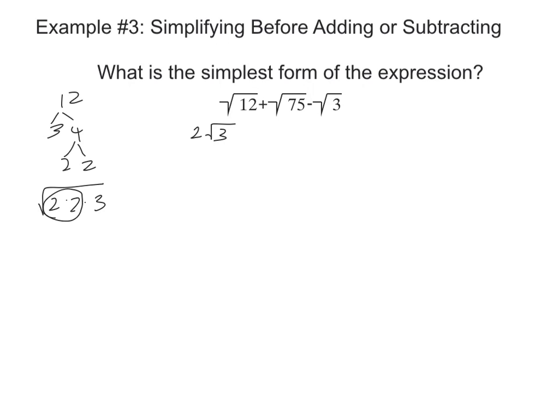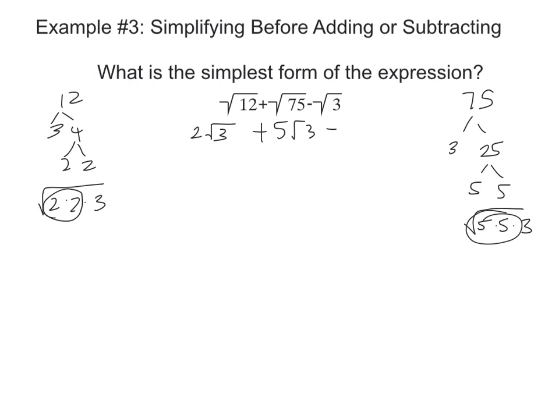All right, 75 is 3 and 25. We know 25 is 5 and 5. If I put that under a radical, that's 5, 5, and 3. So this is really 5 square root of 3. So there's 2 square root of 3 plus 5 square root of 3. And then we have a minus square root of 3 at the end. Now, let's look at the coefficients. That's a 2, a 5, and a 1. So 2 plus 5 is 7. 7 minus 1 is 6. Our final answer is 6 square root of 3.